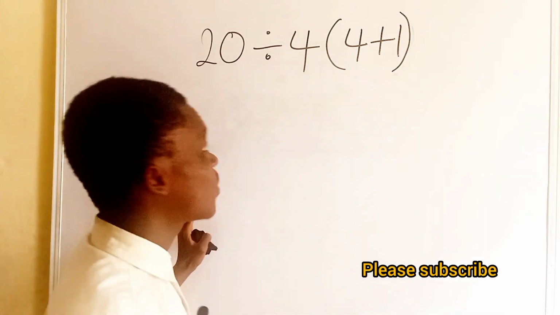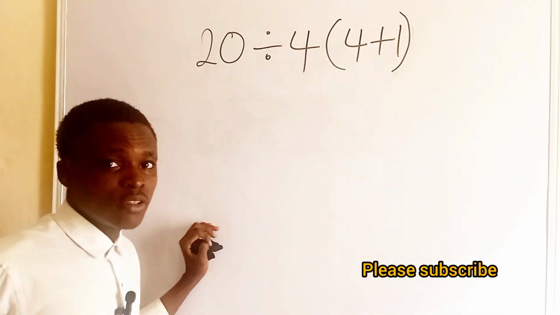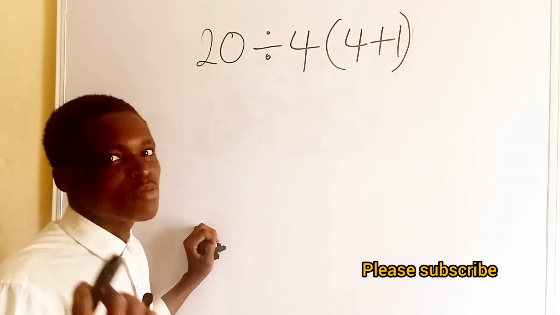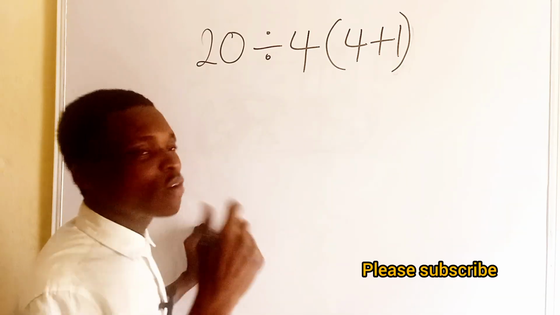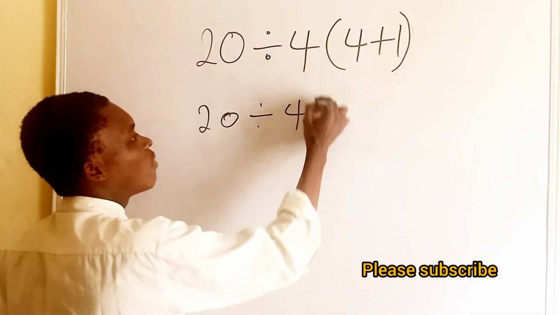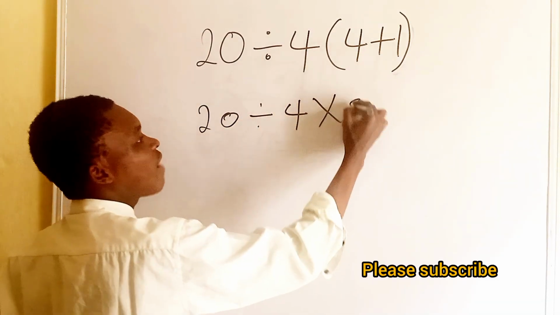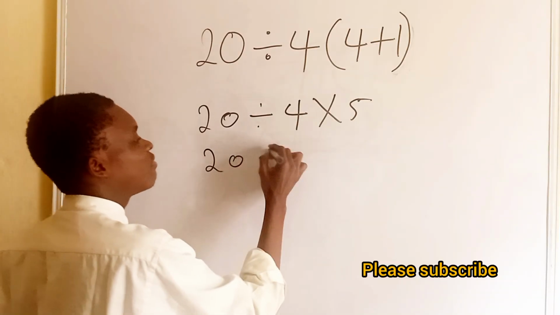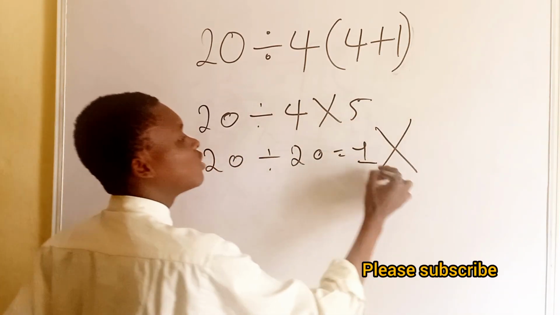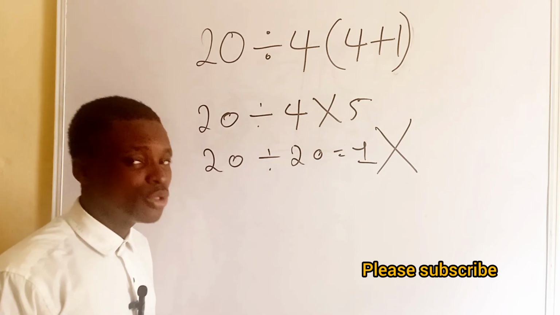All right, this is the second question. We have solved the first one. This is the second one. Please, when solving questions like this, don't make this mistake. Some persons will solve this like this. So this is 20 divided by 4 times 4 plus 1, 5. So 20 divided by 4 times 5, 20, which gives 1. This is absolutely wrong. You don't solve it like this.